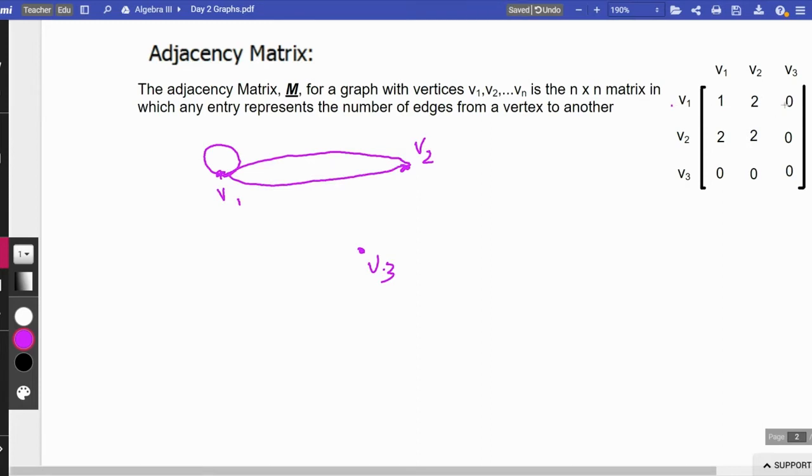Vertex 1 does not go to 3. 2 goes to 1 with two edges. We already have that written down right here. And then 2 goes to itself twice, so you would have to draw two loops here. Maybe there's a loop right there, and there's another loop. And vertex 3 doesn't go anywhere. Nothing touches vertex 3, it's isolated.